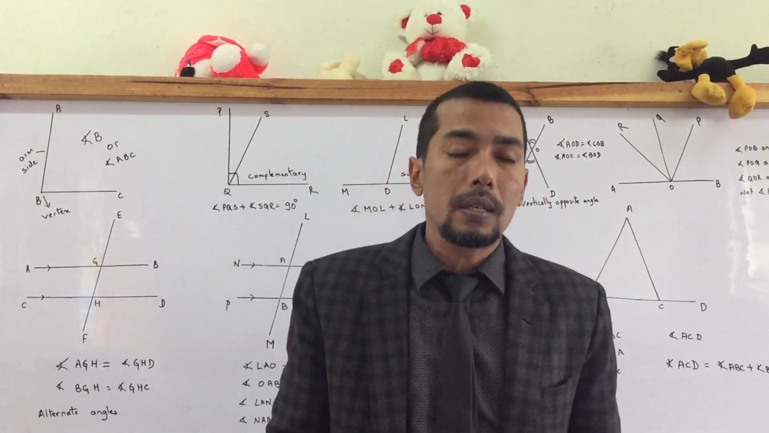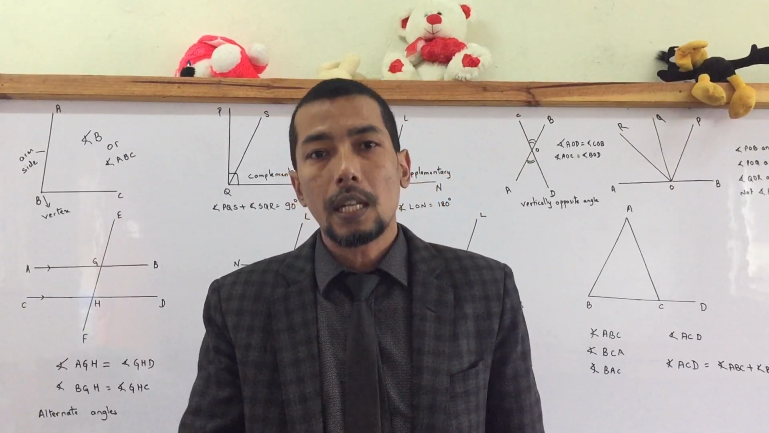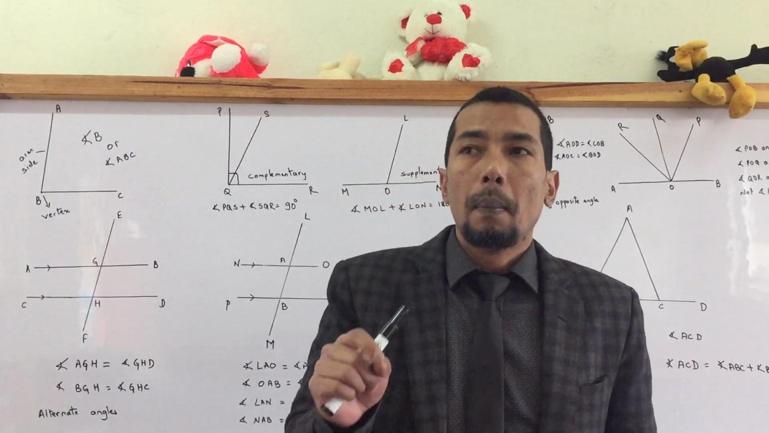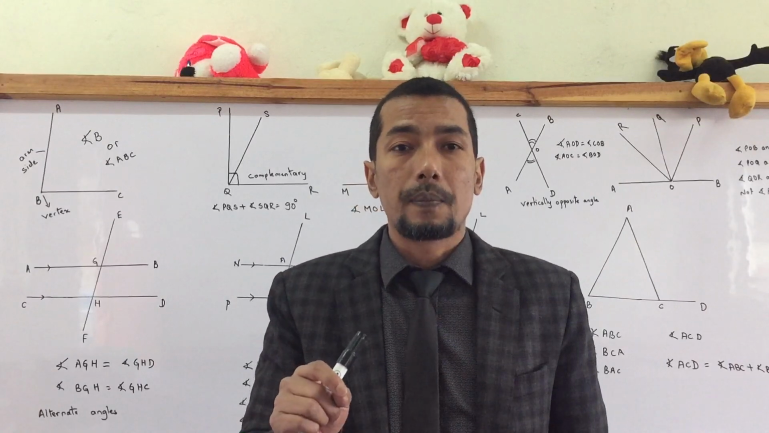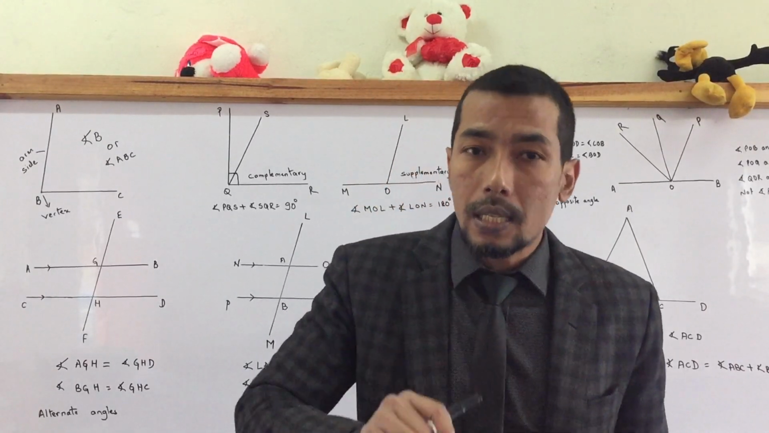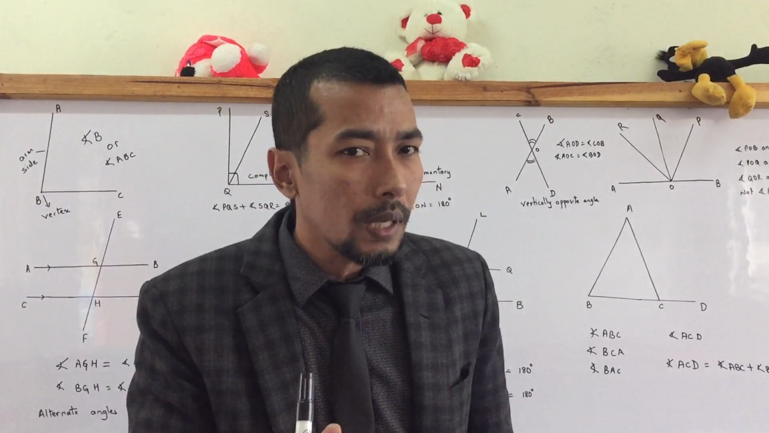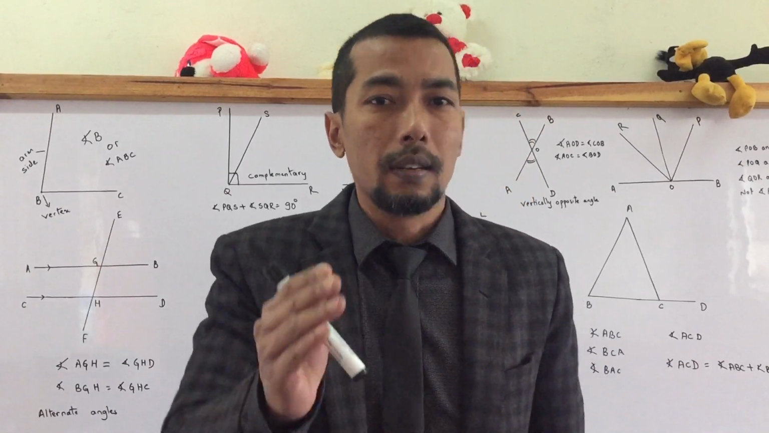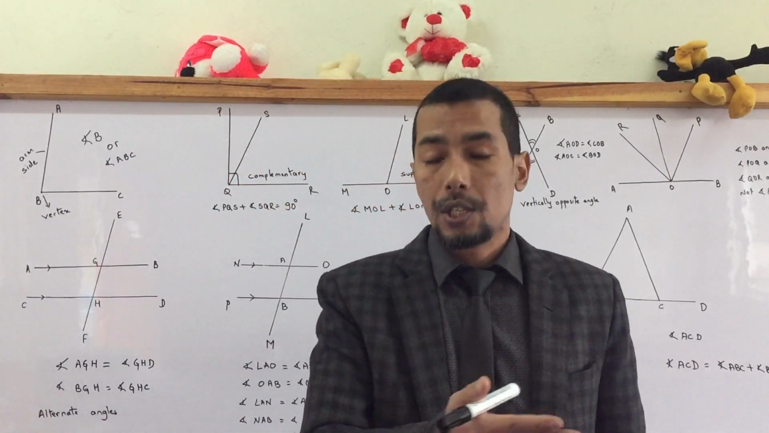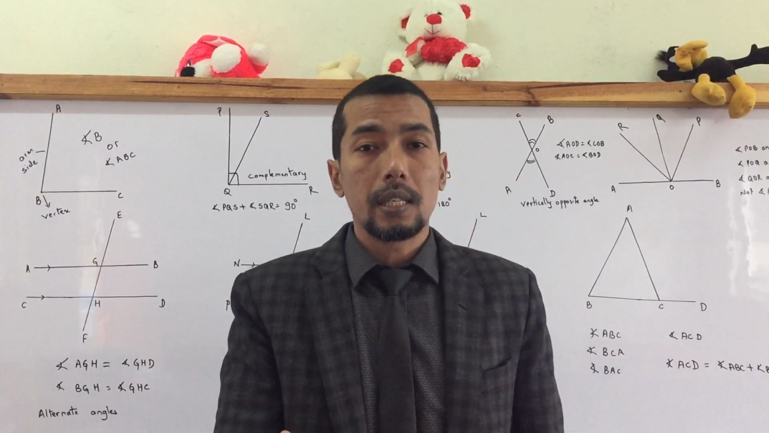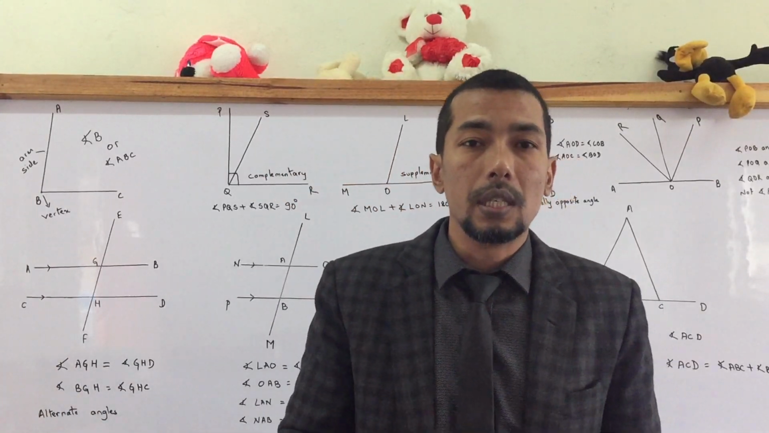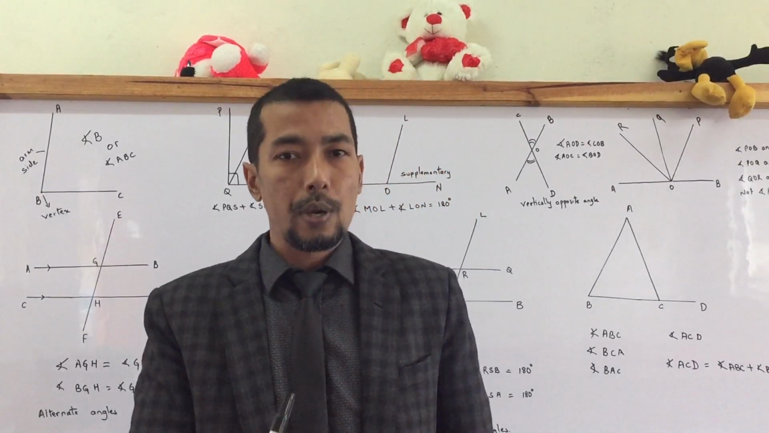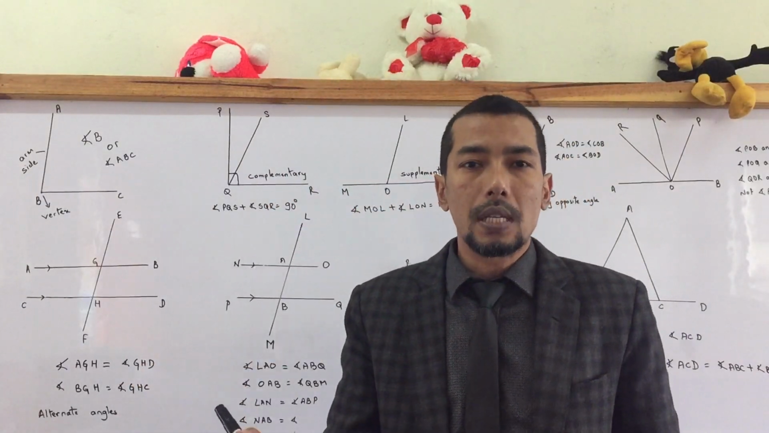There are various types of angles on the basis of their measurement. Let's do a quick revision. More than 0, less than 90 is an acute angle. Exactly 90 is a right angle. More than 90, less than 180 is an obtuse angle. That's correct, so most of you know that. Exactly 180 degrees is a straight angle. More than 180, less than 360 is a reflex angle. Exactly 360 degrees is a complete angle or round angle. So these were the types of angles on the basis of measurement.